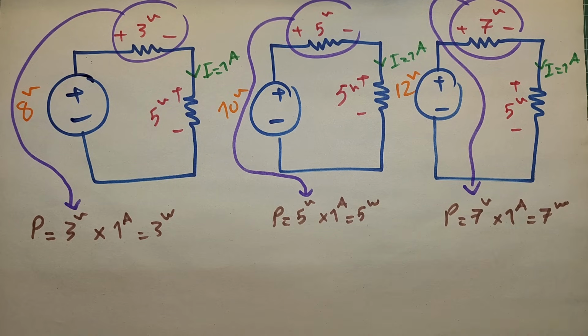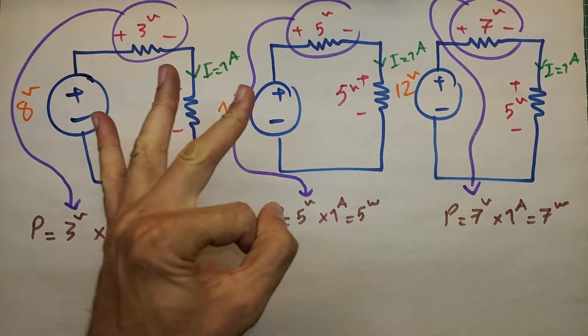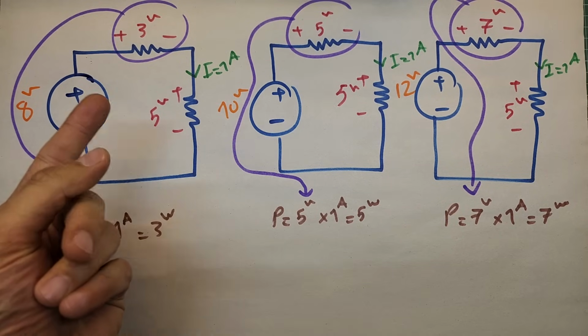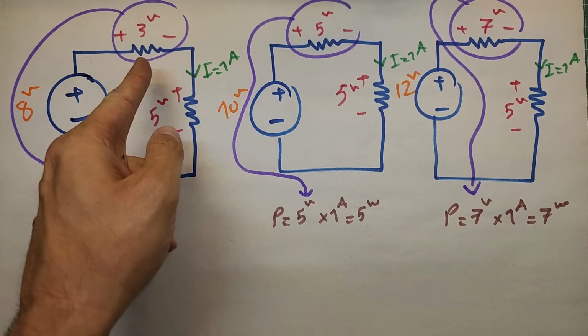But if the input voltage is 8 volts, this resistor has to drop 3 volts. Now, if the load draws 1 ampere, this resistor will dissipate 3 watts. This is why linear regulators operate cooler when the input voltage is low, close to the output voltage.